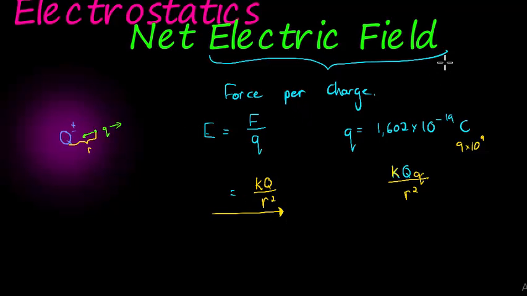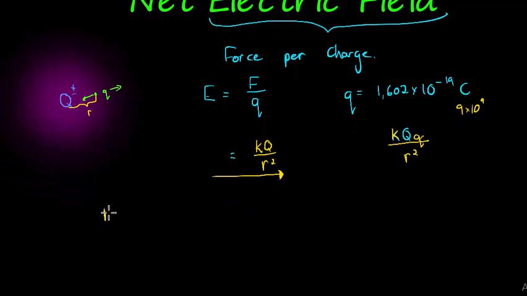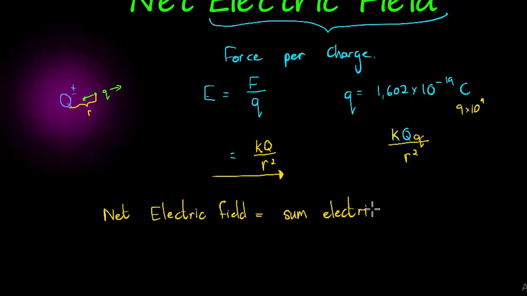This is usually the formula that we use for the electric field. And now what I'm going to talk about is the net electric field. The net electric field has to do with more than one charge. The net electric field is the sum of electric fields on a charge q.